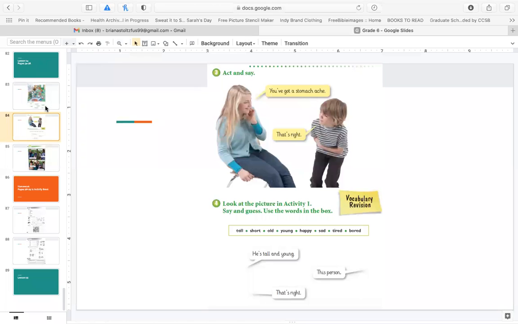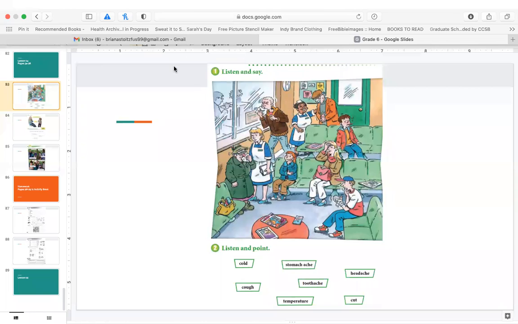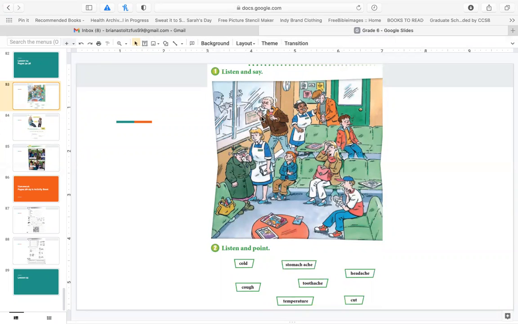Take a look at this picture. Which person is tall? The person with a cough is tall. He is tall. Which person is short? The woman with a cold is short. Which person is happy? Do you see a happy person? Yeah, the nurse is happy.